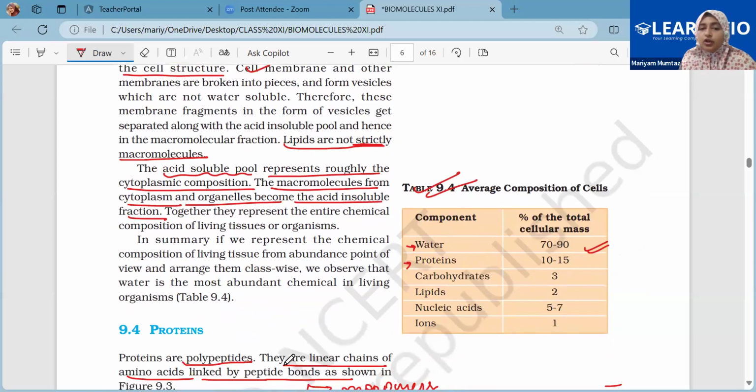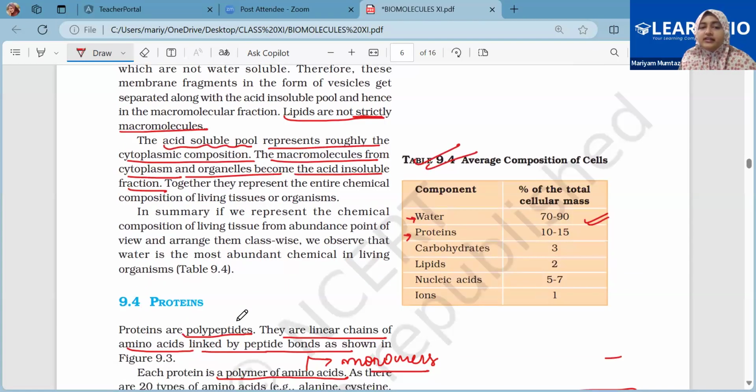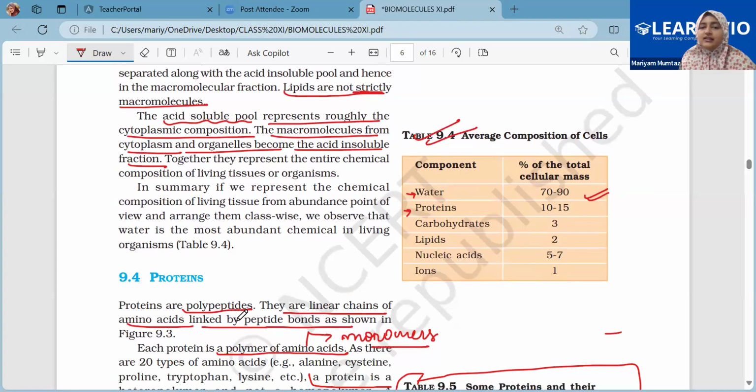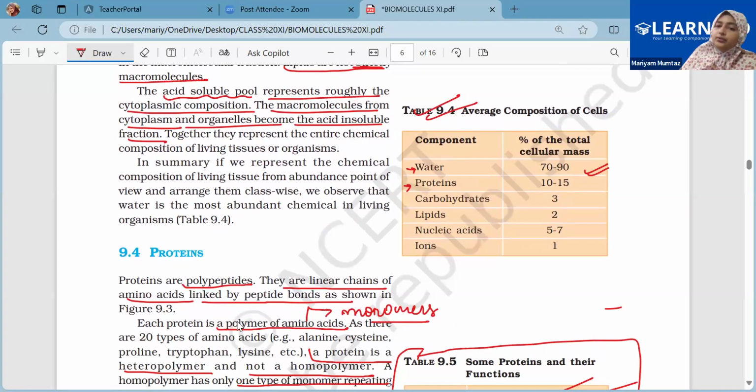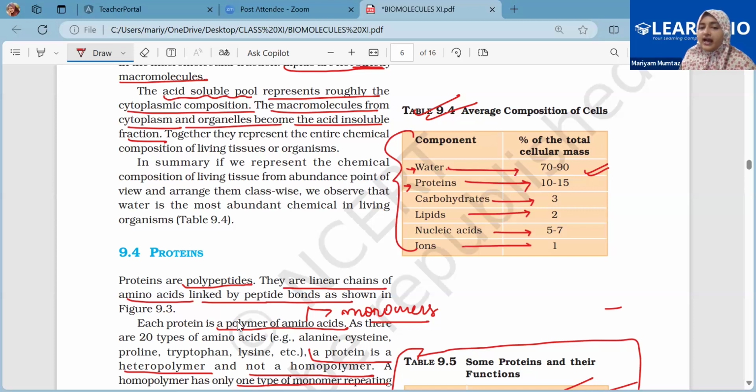Now, the acid soluble pool represents roughly the cytoplasmic composition. Macromolecules from the cytoplasm and organelles become the acid insoluble fraction. So, now again, the components of the living cell. This is also very important. Like what percentage of what component are found? Like water, 70 to 90% of the cell. Proteins, 10 to 15. Carbohydrates, 3. Lipids, 2. Nucleic acid, 5 to 7. And ions, 1. So these are all the components.